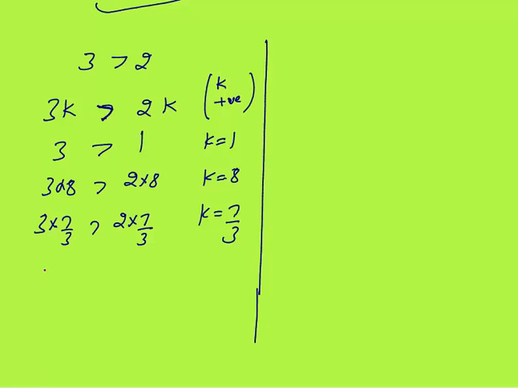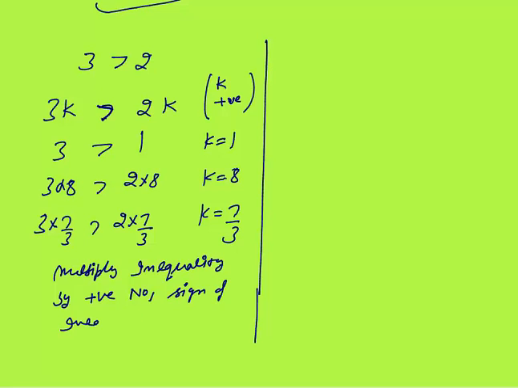The moral, the summary, is that if you multiply an inequality by a positive number, the sign of inequality does not change. It remains the same. What if you multiply with a negative number?